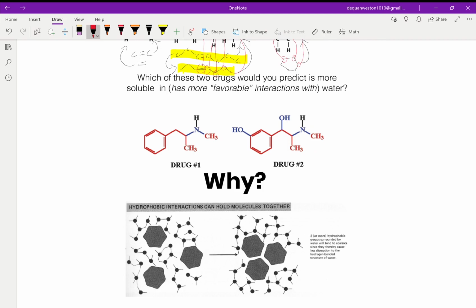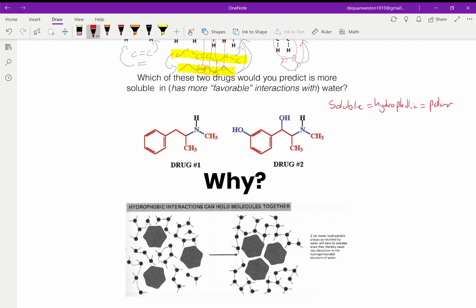Alright, so on this question, it's asking which one is more soluble. So when we think soluble, we think hydrophilic. When we think hydrophilic, we think polar. So just write soluble equals hydrophilic equals polar.